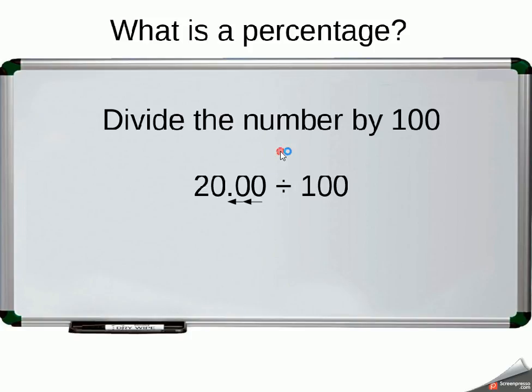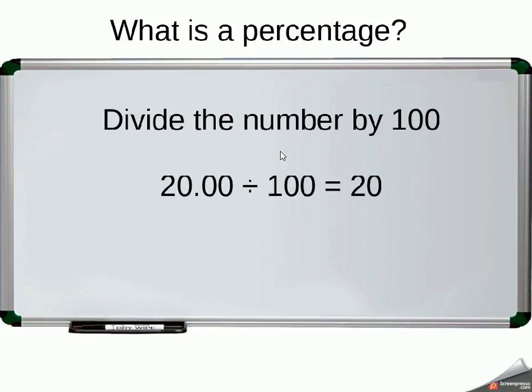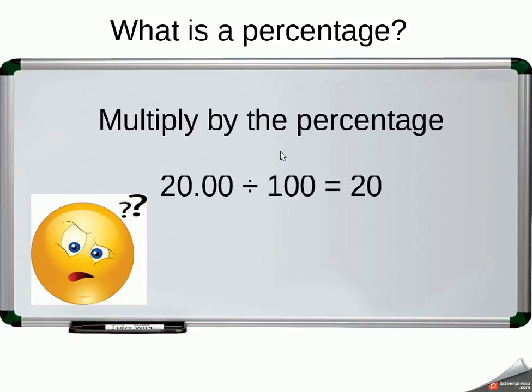Okay, so what do we do with the 20? Well, the next thing I'm going to do is multiply the number by the percentage. So 20 times 50, if I do that calculation, I'll get the answer of 1,000, and that's my answer. I now know that 50% of 2,000 is 1,000. So that's what a percentage is, what it represents, and how we can calculate the percentage of a certain number.